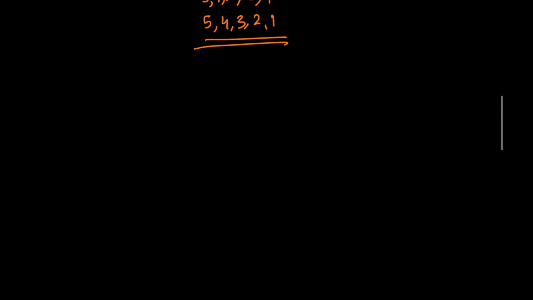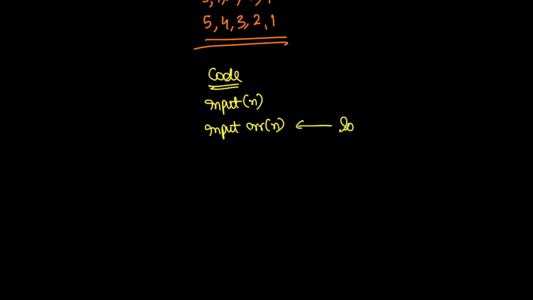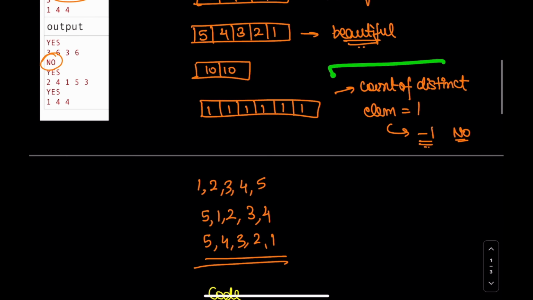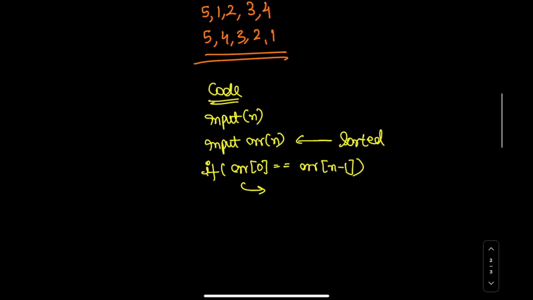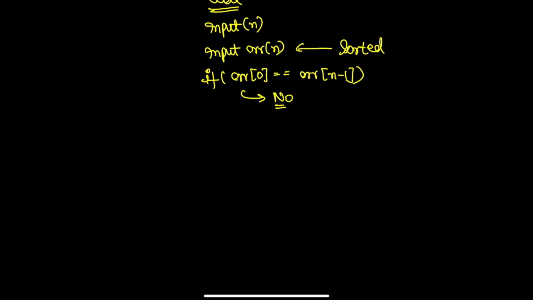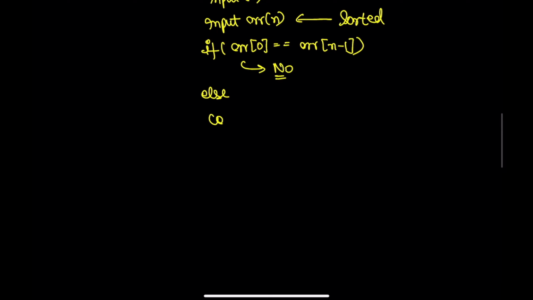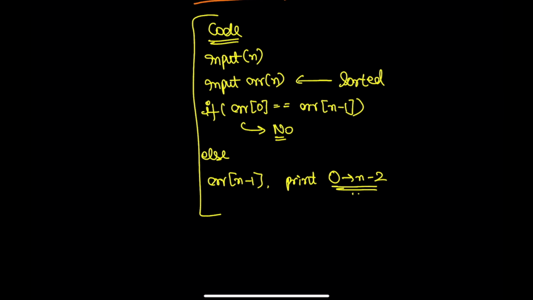So now let's write a little bit of code. We'll take the input n and we'll have the input array. Now since this array is already sorted, we'll check if the first element is equal to the last element. That means the count of distinct elements is 1. Then we'll just print no and we'll continue. Otherwise, we will just print the last element and then we will print the elements from the 0 index to the n-2 index. So that is all we need to do in this code.